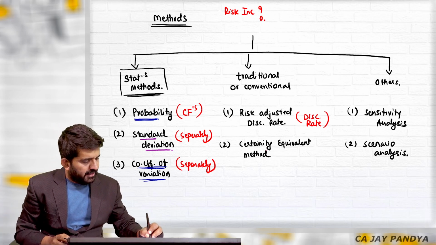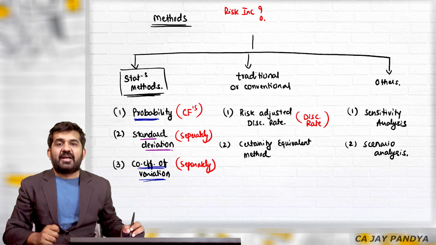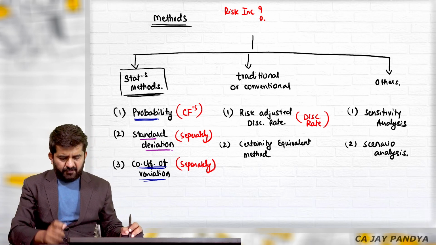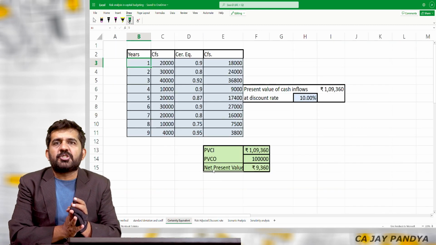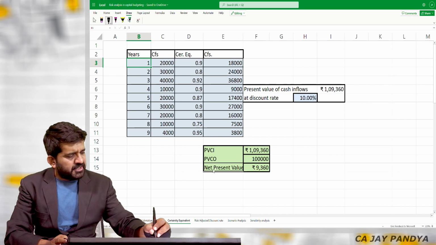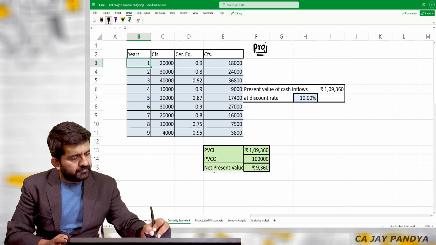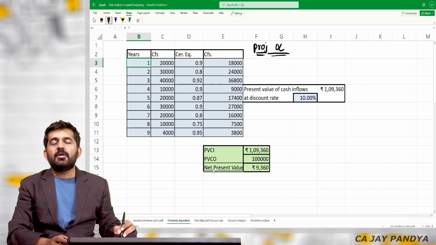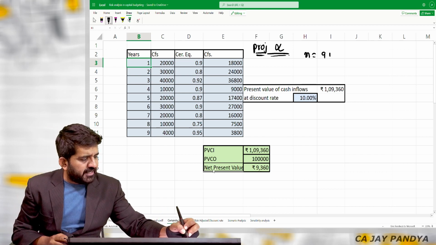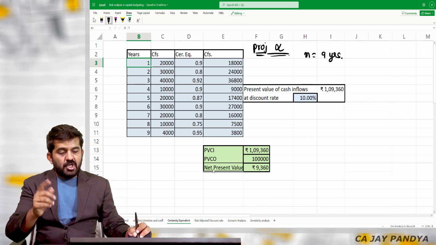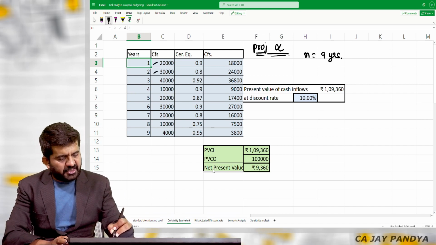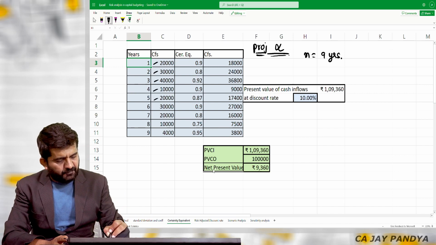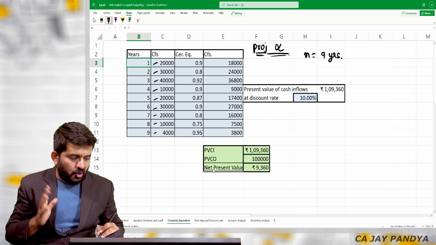All right. Next is the certainty equivalent method. Very easy. We can go somewhat fast. Try to understand, there is one project which will run for 9 years. The project name is Project Alpha. What is the duration of the project? 9 years. The cash flow is expected to be 20,000 in the first year, 30,000 in the second year, 40,000 in the third year, 10,000 in the fourth year, 20, 30, 20, 10 and 4,000 respectively in all 9 years.